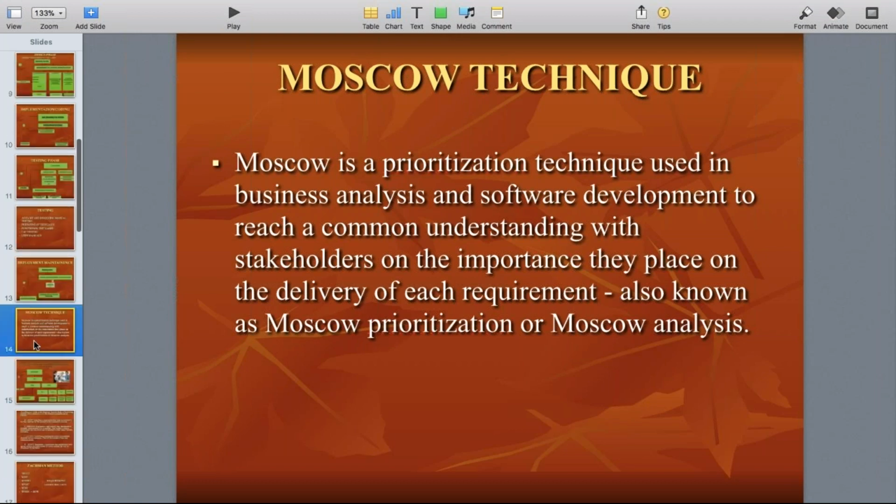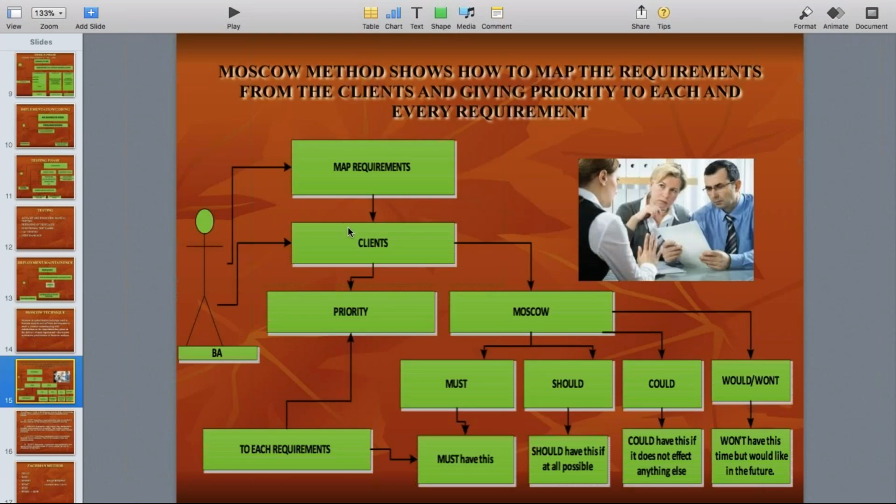In Moscow, M stands for must, S stands for should, C stands for could, and W stands for would or won't. The two O's were added in the middle to frame a word. It's not any place name or a person name, they just framed it like Moscow.